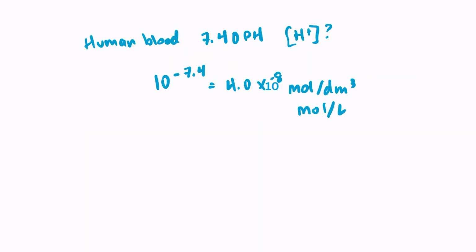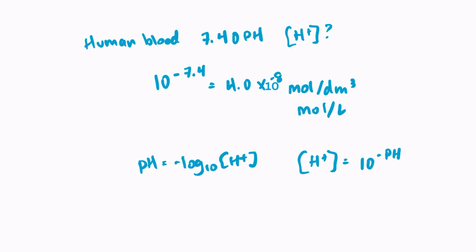The main things we need to remember are how to find pH. pH is the negative log of H plus. That's a formula you want to memorize. And we also want to know how to find H plus. H plus is equal to 10 to the negative pH. And these formulas will come in handy. You do have to know how to work with them, so make sure you know how to plug them into your calculator.